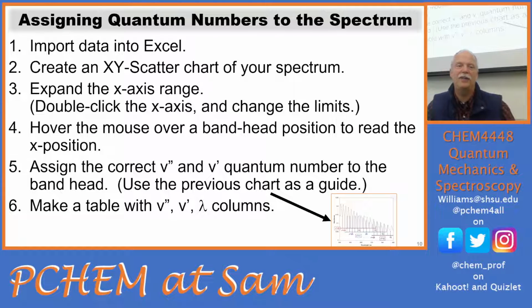Okay, so once we have that, this is sort of the whole procedure. We import the data in Excel. We create an XY scatter chart. We expand the x-axis. By double-clicking that x-axis, you can change the limits. You hover the mouse over a bandhead position and read the x position. Then you assign the correct V double prime and V prime quantum numbers to the bandhead using that previous chart as a guide, and then you make the table with those columns of quantum numbers, wavelength, wave number, and then you're ready to do the regression.